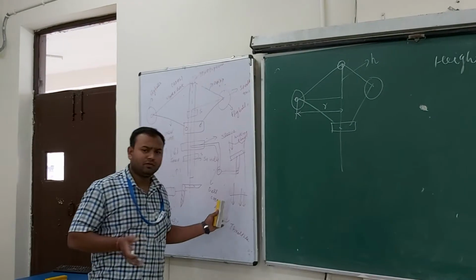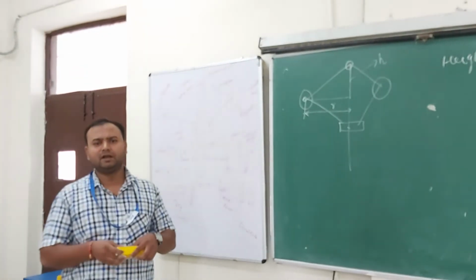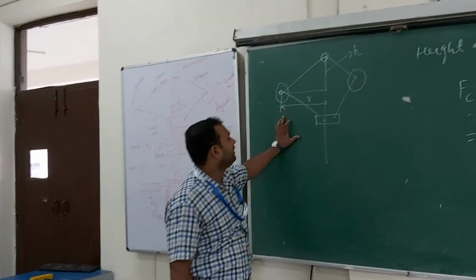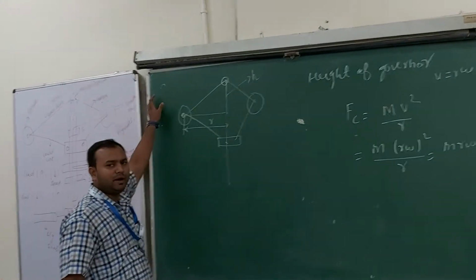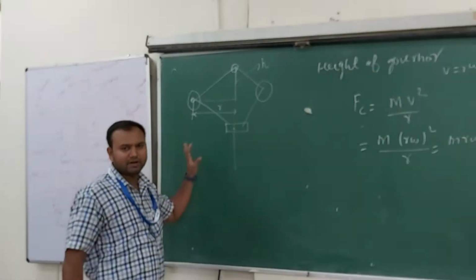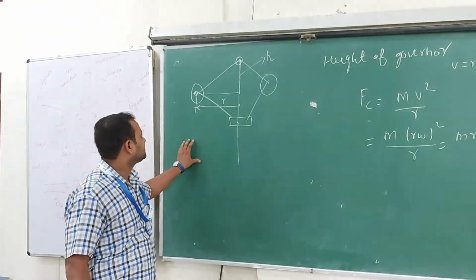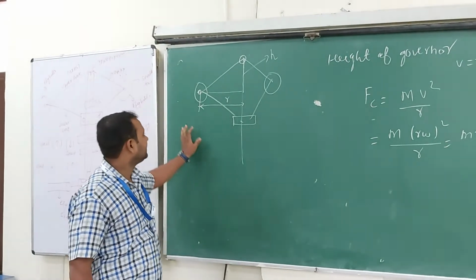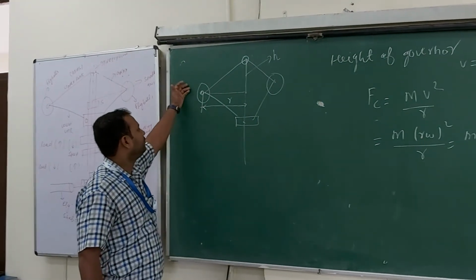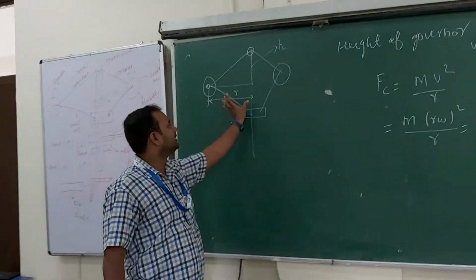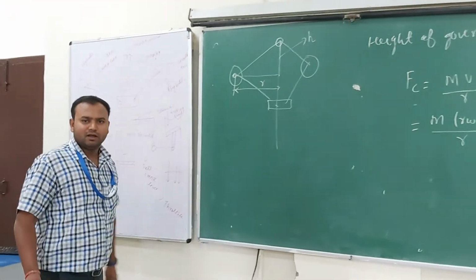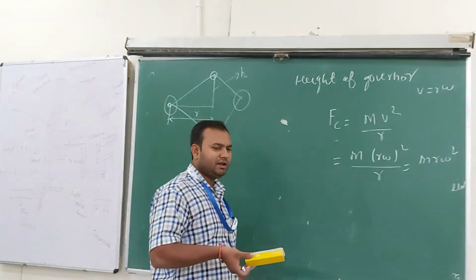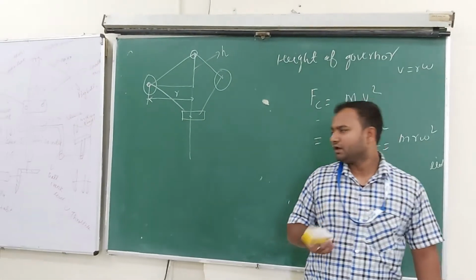Now we discuss maximum and minimum equilibrium speed. When the fly ball moves in the upward direction, the radius of rotation increases, and we obtain the maximum equilibrium speed. When the fly ball moves downward, the radius of rotation decreases, and we obtain the minimum equilibrium speed.